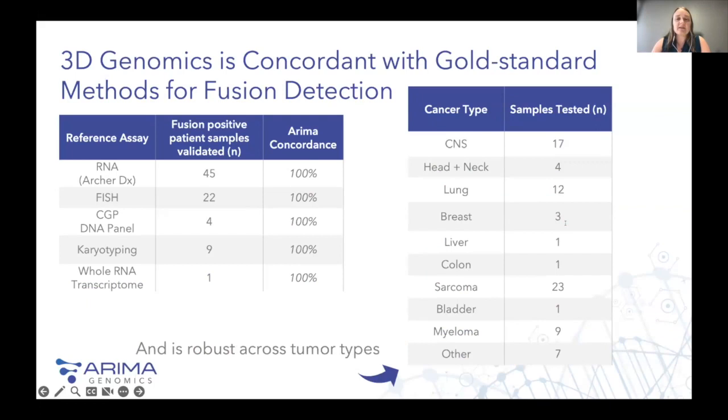As we've developed this technology, we've done concordant studies to compare ARIMA's Hi-C approach to other gold standard methods for identifying gene fusions, such as RNA panels or FISH. And in all cases in which there are known fusions, we are also able to find that same fusion using Hi-C. This works in a wide variety of solid tumor and liquid tumor types. So we've demonstrated here that we can identify the same gene fusions as existing gold standard methods.